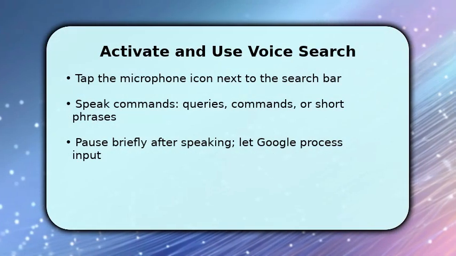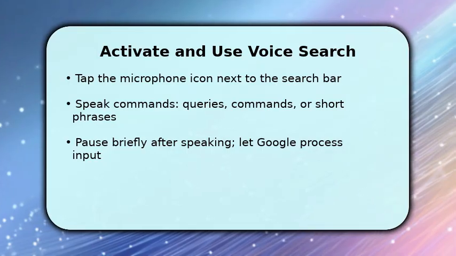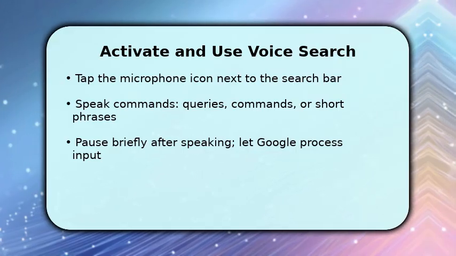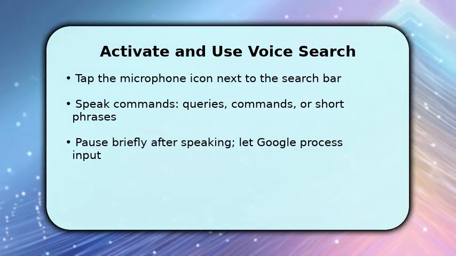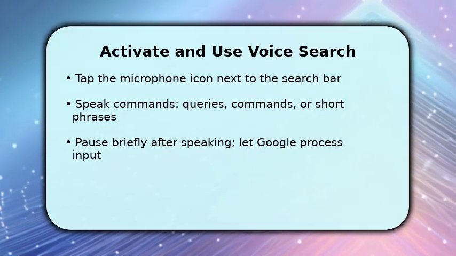You tap the microphone icon to start listening and then speak your query naturally. Try short commands first, like weather or set timer 10 minutes, because concise phrases yield precise results. Once you finish speaking, pause for a second so Google can process and transcribe.